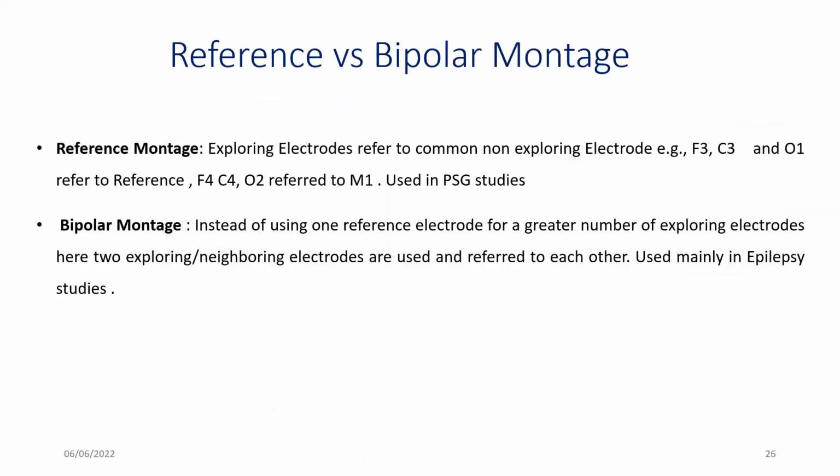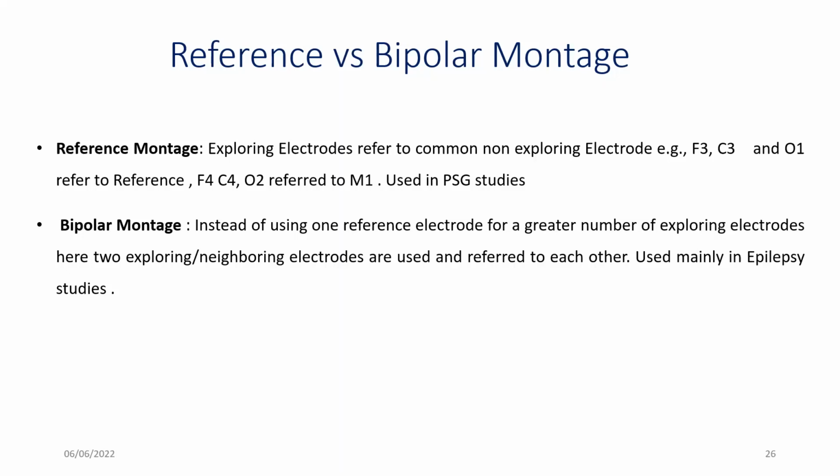So this is basically montage. Now there are two different montages, reference montage as well as bipolar montage. So what is the difference between reference montage and bipolar montage? Reference montage is when exploring electrodes refer to a common known exploring electrode. For example, F3, C3 and O1 are referred to M2, and F4, C4 and O2 are referred to M1. So basically these reference electrode montages are used in PhD studies, but the other one is a bipolar montage.